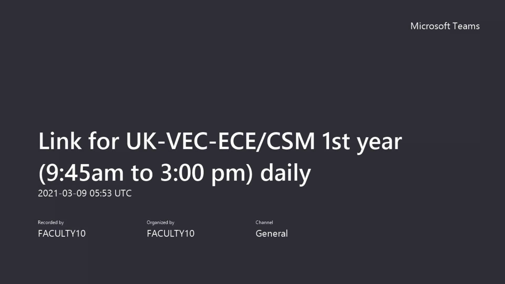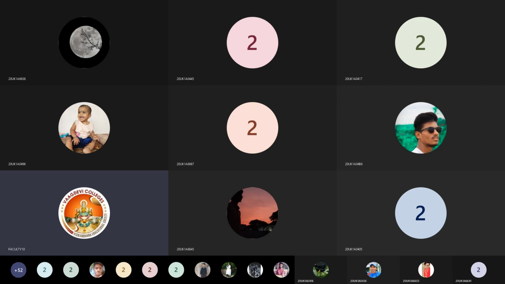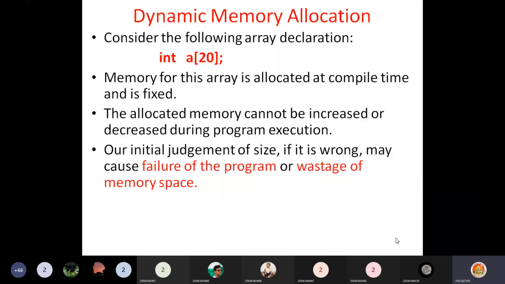We need to allocate some memory. But we have executed so many programs. So in that, how is the memory allocated? In all previous programs up to now, the memory is allocated during compile time.